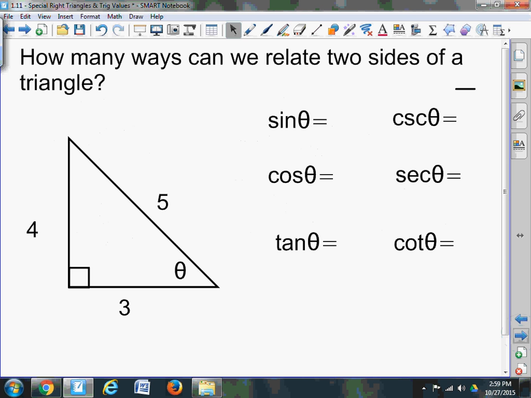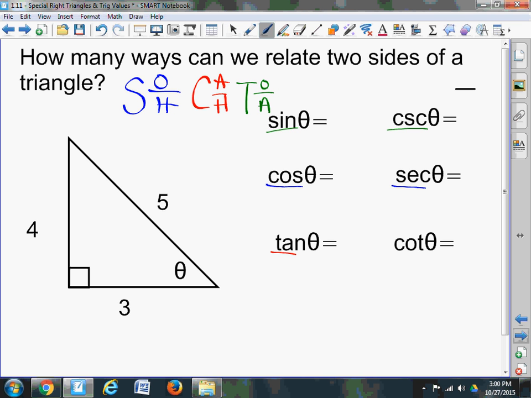All right, so if we think in terms of sine, cosine, and tangent, we should be able to recreate those ratios we just had. So remember SOHCAHTOA, so sine's opposite over hypotenuse. Cosine is adjacent over hypotenuse. And tangent is opposite over adjacent. All right. I also lined up each with its reciprocal. So cosecant is the reciprocal of sine. Cosine has the reciprocal of secant. And tangent has the reciprocal cotangent.